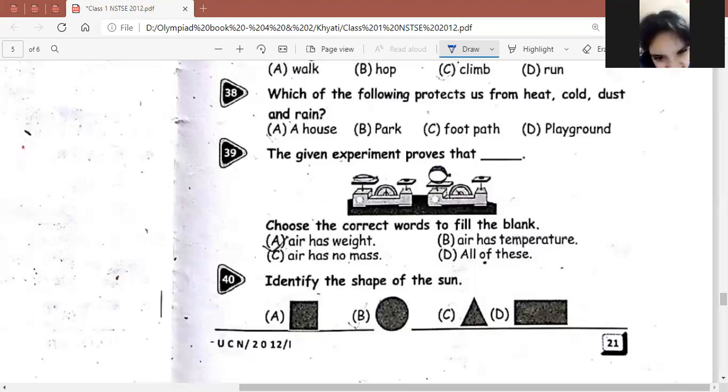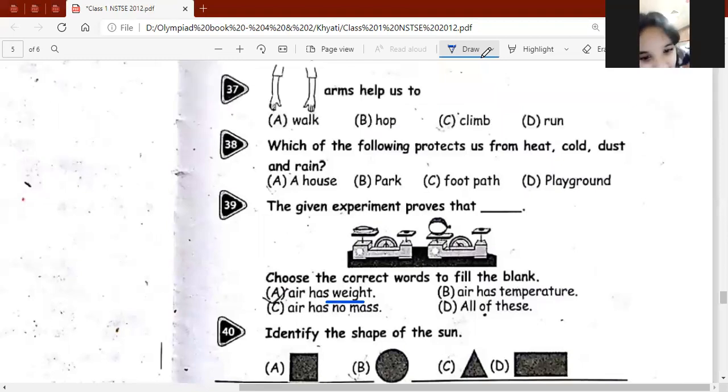Okay, last one. 40. Identify the shape of the sun. B. B. Very good, Abby. All these questions are done. Okay. Very good result. Thank you, ma'am.